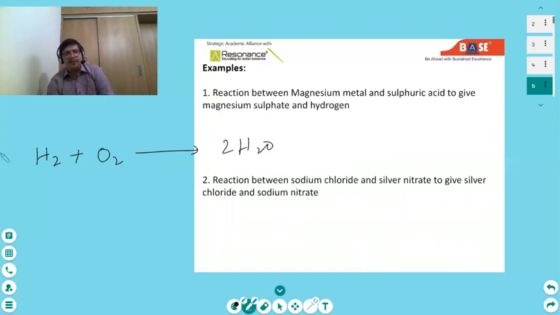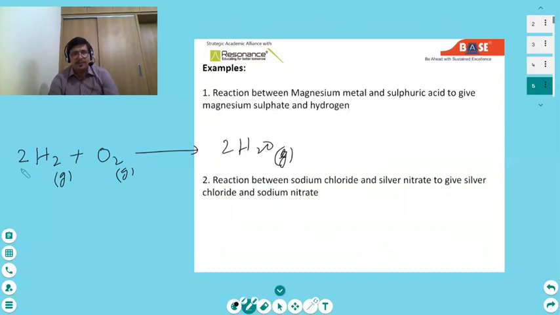Now I need to balance it. So to balance, I am writing 2 here and 2 here. This is basically in the gas form, and this, initially it will be in the gaseous form and then it will be condensed into the liquid, initially gas only.